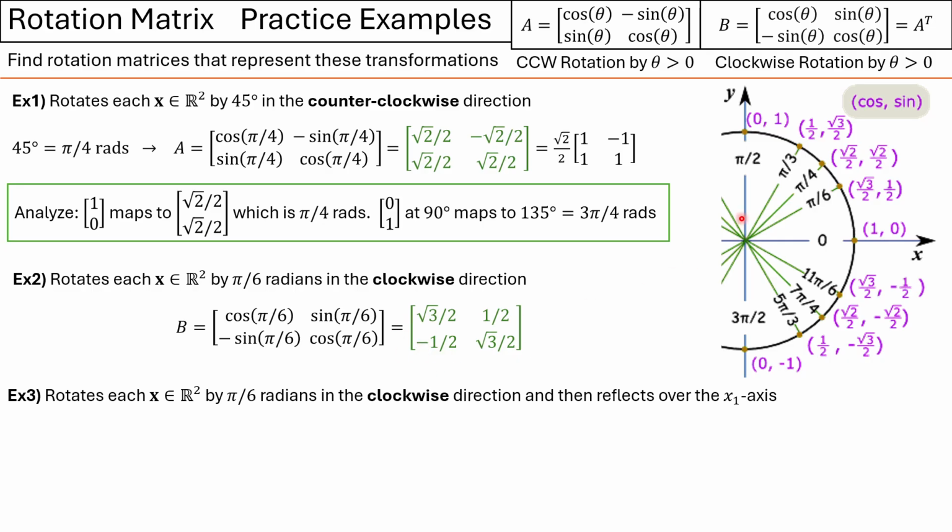And then same thing here. If we start with the second standard basis vector, (0, 1), we're going to rotate clockwise and end up at (1/2, root 3 over 2). That's our second column. How beautiful.